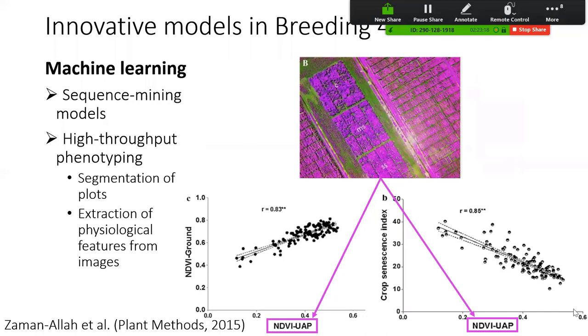And for example, NDVI, which is a ratio of light intensity at different wavelengths, could be extracted for many, many genotypes at once from one particular image. And so a report in 2015 showed that there was some good correlation between what you could get from an aerial picture from a drone and what you could get from ground measurements. And they showed also that those measures of NDVI from a drone could be relevant to reflect physiological traits such as senescence index, that are pertinent with respect to agronomic traits like yield, for example.